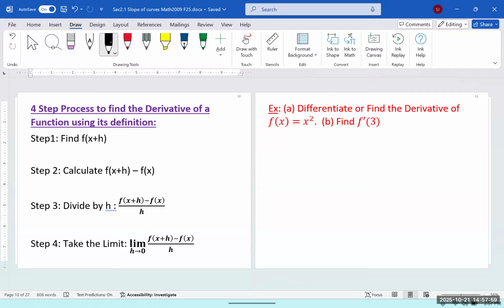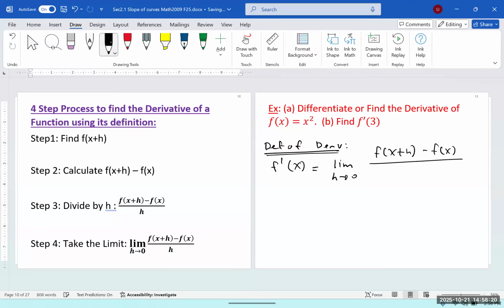The definition of the derivative says the derivative of the function anywhere at x is the limit as h goes to 0 of f of x plus h minus f of x, whole thing divided by h. This is the definition of the derivative. Now this time our function is x squared. So this thing here is minus x squared.